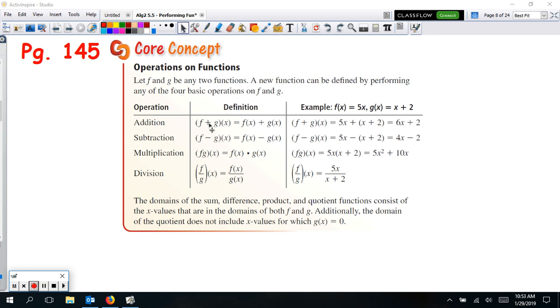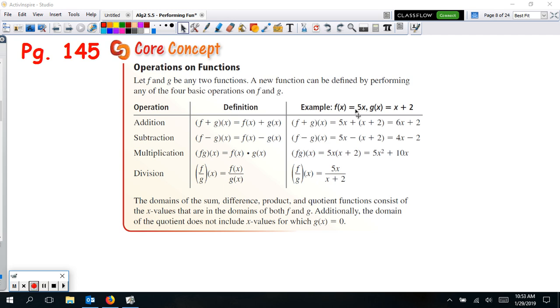So there's two different ways that they might show it to you. They might show it to you like this. They also might show it in this way: f of x plus g of x, or f of x minus g of x, or f of x times g of x, or f of x divided by g of x in a fraction form like that. Either way, it means the same thing. It means addition, subtraction, multiplication, or division if it's in fraction form like that. So that just tells you what to do with the operations.